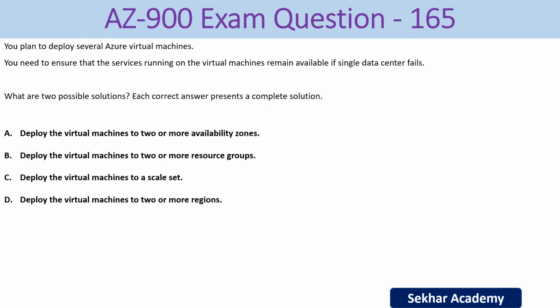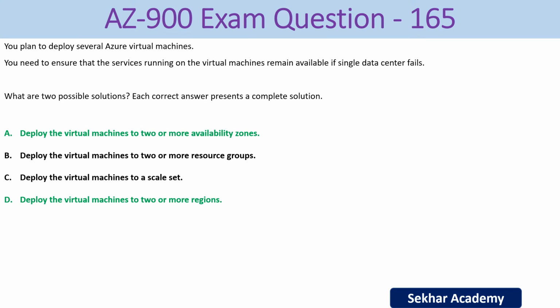AZ-900 exam question number 165. You plan to deploy several Azure virtual machines. You need to ensure that the services running on the virtual machines remain available if a single data center fails. What are two possible solutions? Each correct answer presents a complete solution. Options we have: A, deploy the virtual machines to two or more availability zones, B, deploy the virtual machines to two or more resource groups, C, deploy the virtual machines to a scale set, and D, deploy the virtual machines to two or more regions. The right answer is A and D.